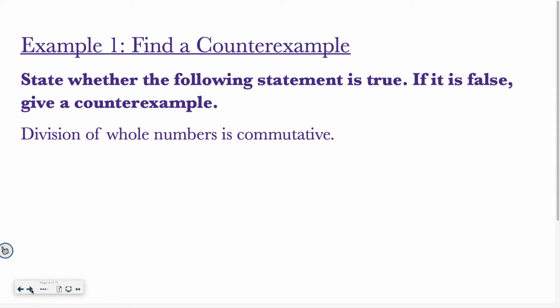So let's look at example 1. State whether the following statement is true. If it is false, give a counterexample. A counterexample is something that proves another statement to be false. Okay. So let's look at the problem that we have. Division of whole numbers is commutative. I'm just going to write a division symbol up there. I'm going to choose two whole numbers. I just picked 3 and 4. That means I should be able to change the order, right? Because commutative property means change the order.